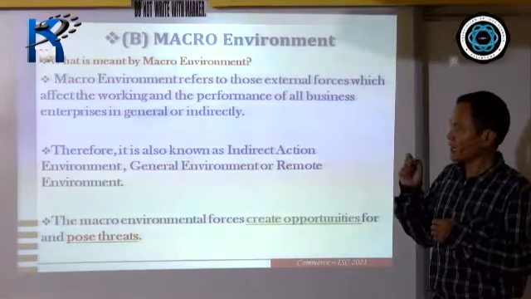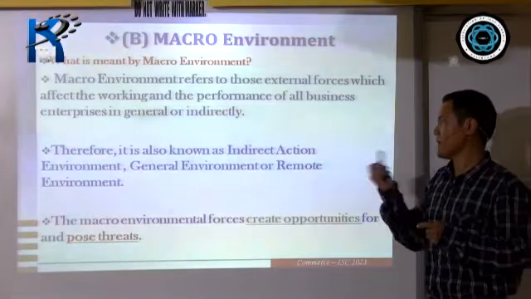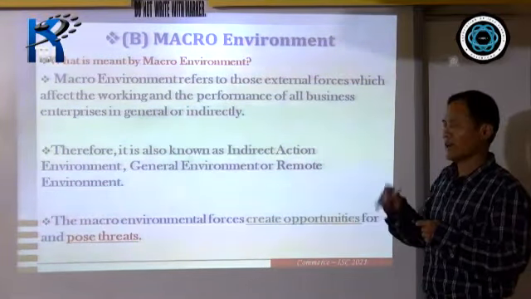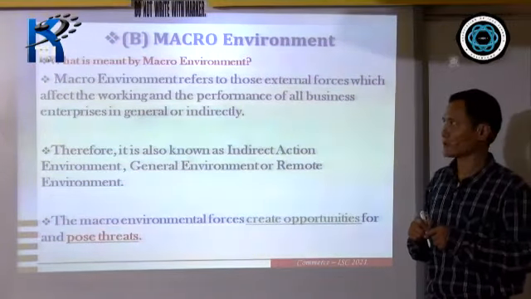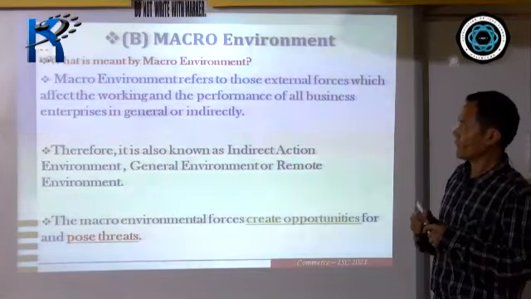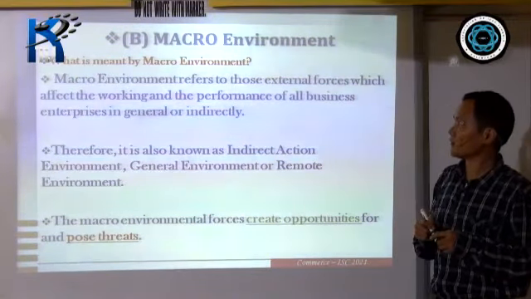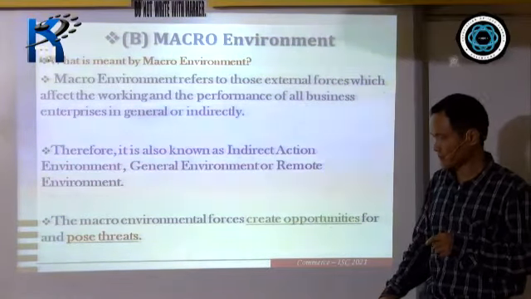This way, any change in a macro environmental force may create opportunities and it may also pose threats to the organizations. So today, we will discuss the five factors and forces of macro environment one by one. So let's start.